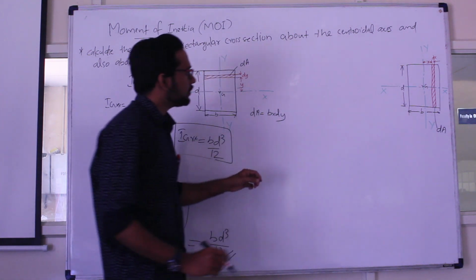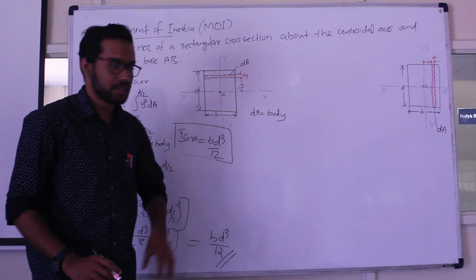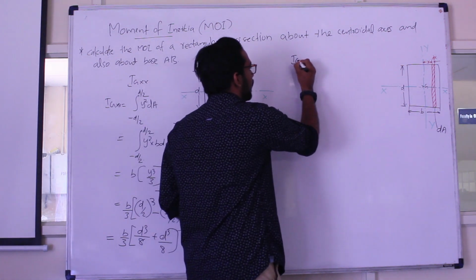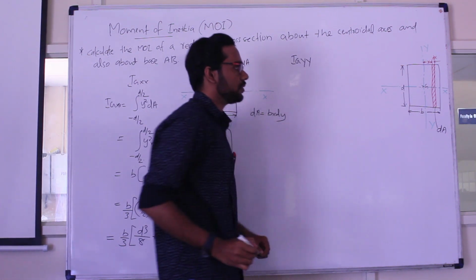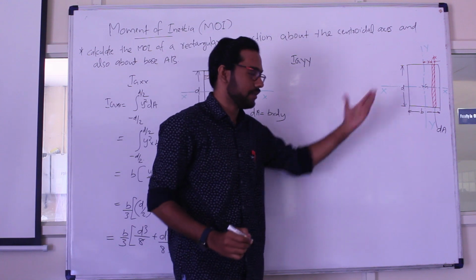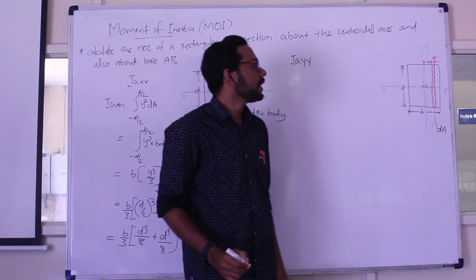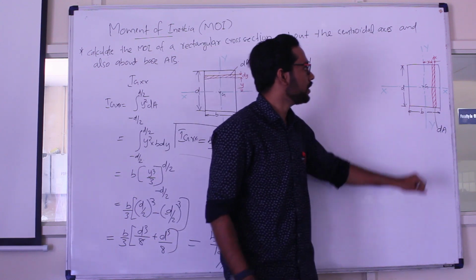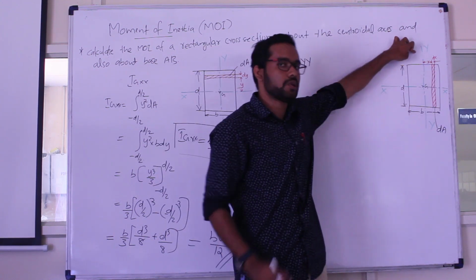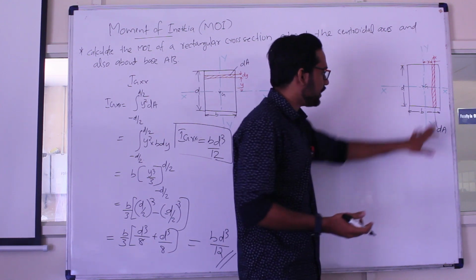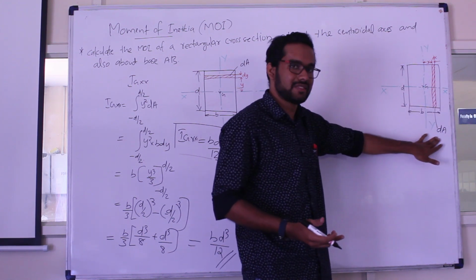Now we need to derive the moment of inertia for the rectangular cross section about the centroidal y axis. That is, we need to derive Igy. So for this, consider an elemental rectangular strip of breadth b and depth d. Consider an elemental strip at a distance x from the centroidal y axis, which has a thickness of dx, and the area of the elemental strip is dA.